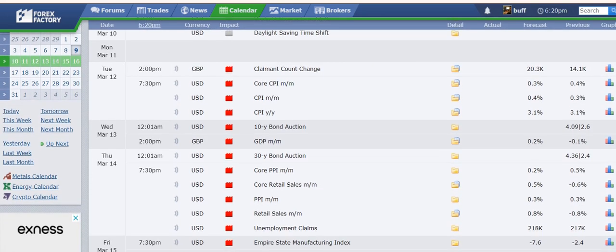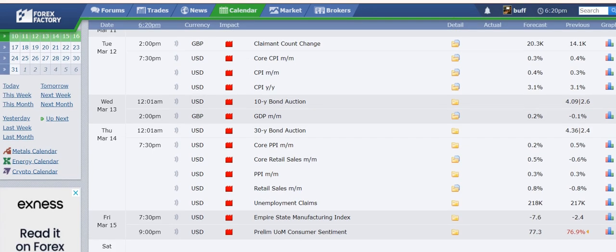Let's have a look what else we've got here. Nothing on Monday. Tuesday, claimant count change out of the UK, USD CPI numbers, which can be a little bit of a market mover. Wednesday, 10-year bond auction. I'm not sure what that does. US GDP numbers out of the UK. Thursday, 30-year bond auction. I don't think I've ever seen those news events on the calendar before, but obviously they affect something.